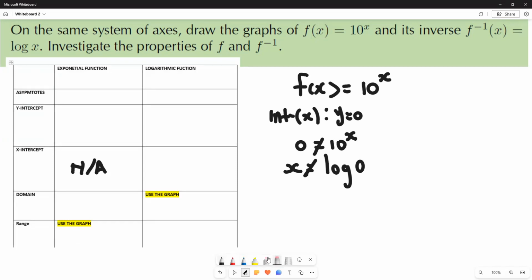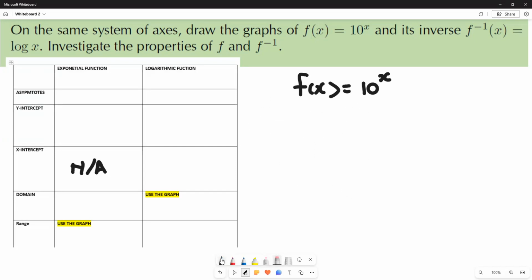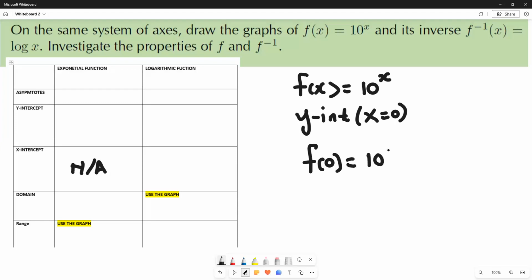And then we now need to do the y-intercept. Remember, for the y-intercept, we need to make x equal to 0. So we're looking for f of 0, basically. Our input is 0. Then we have 10 to the power 0, which gives us 1. So when x is 0, the y value becomes 1. And that is your y-intercept for the exponential function.